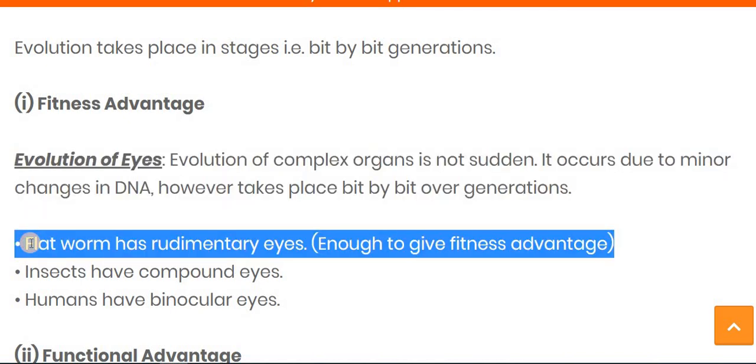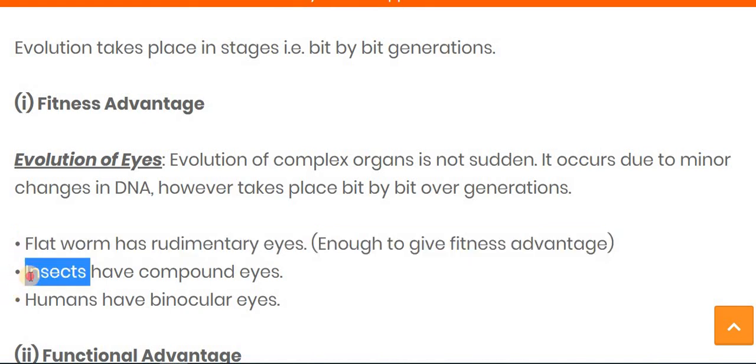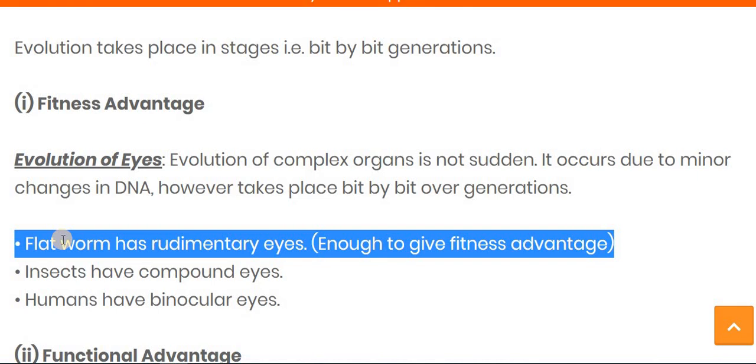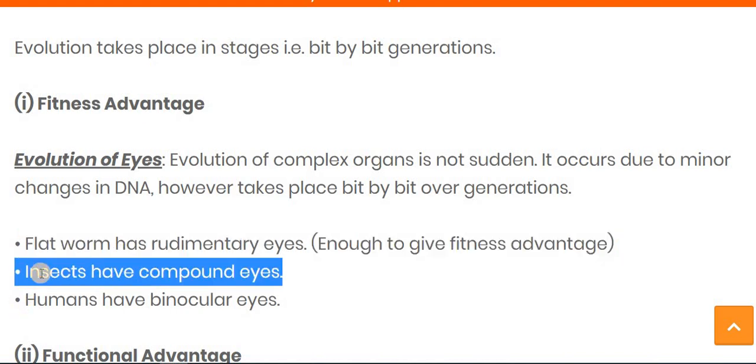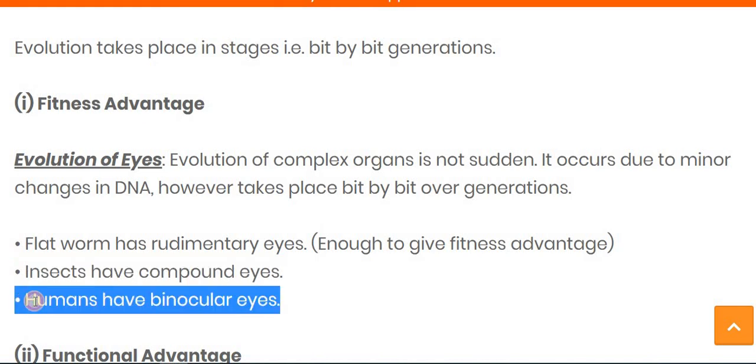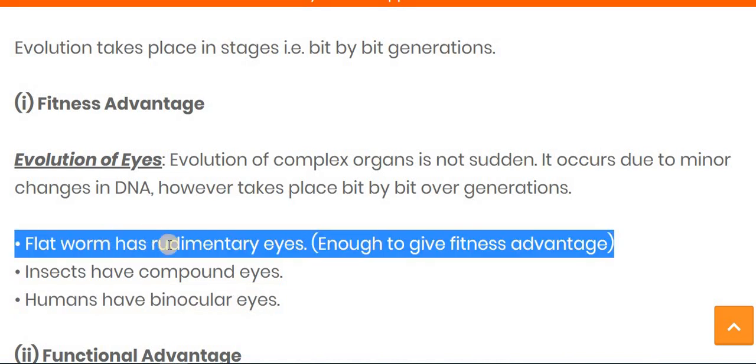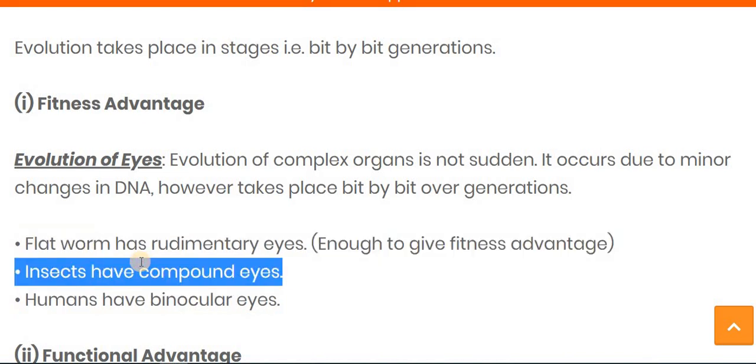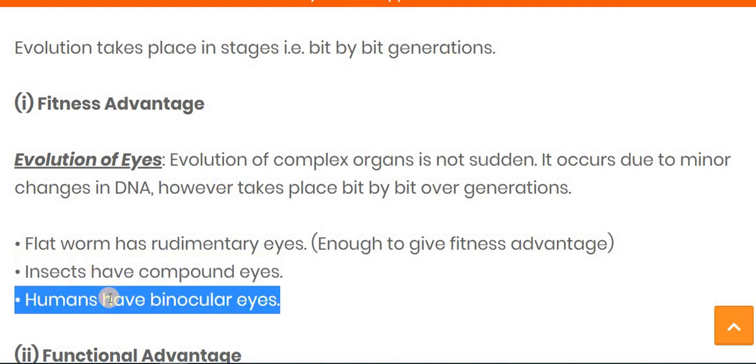The flatworm has rudimentary eyes. In the flatworm, rudimentary eyes means primitive kinds of eyes, not completely developed. Whereas insects have compound eyes, and in humans it's the advanced one, they have binocular eyes. So from primitive to complex structure, it also gives the evidence of evolution. So first, flatworms have rudimentary eyes, insects have compound eyes, and humans, as we know, have binocular eyes.